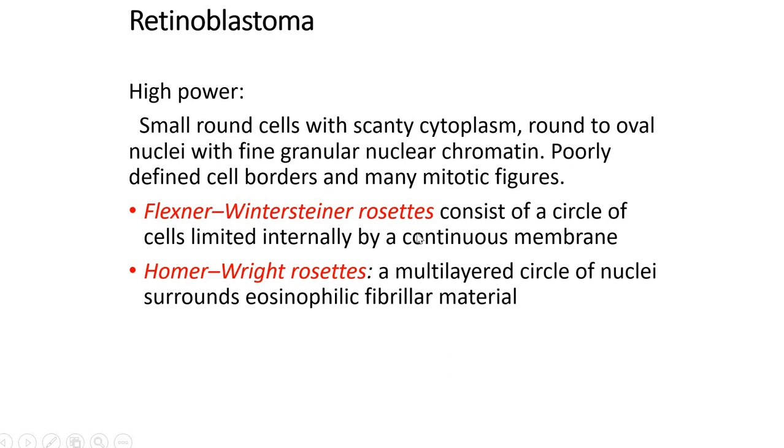Now, the Flexner-Wintersteiner rosettes consist of a circle of cells limited internally by a continuous membrane. So it looks as if it's around a central empty lumen, and that is what is seen in Flexner-Wintersteiner rosettes. Whereas in Homer Wright rosettes there will be a multi-layered circle of nuclei surrounding eosinophilic fibrillar material. So here in the center you will have eosinophilic fibrillar material, so it's called a Homer Wright rosette. And if it has a continuous membrane with an empty lumen inside, those are what are called Flexner-Wintersteiner rosettes.